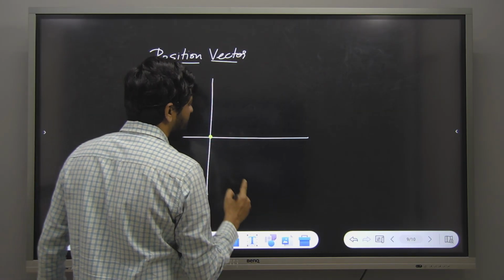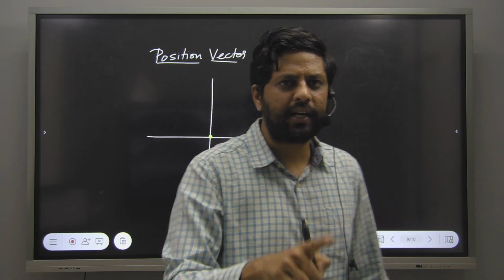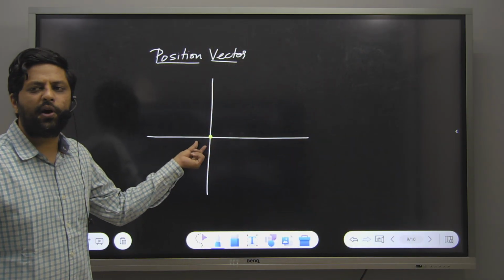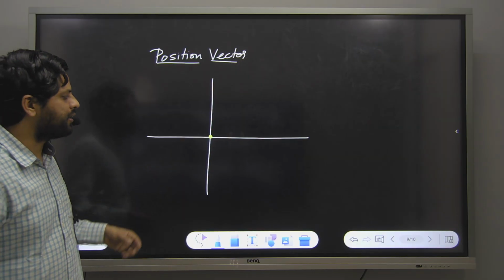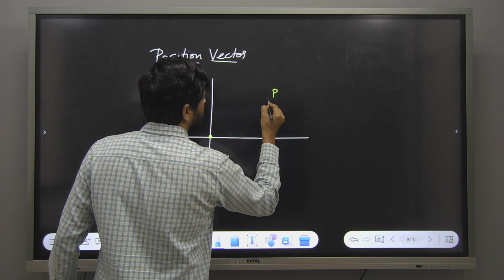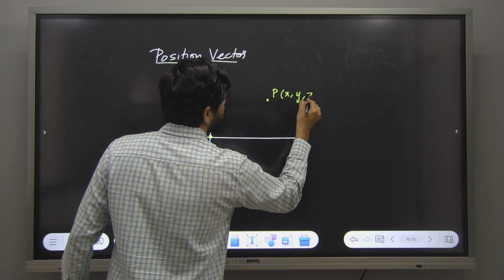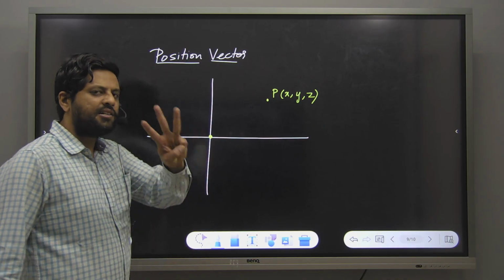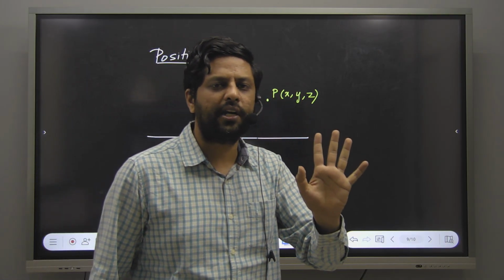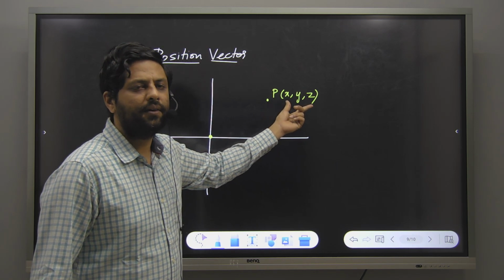Whenever I talk about the position of any object, what do I need? I need a common reference point. With respect to this particular point, I will tell the coordinates of the point P, say x comma y comma z. We are considering three coordinates. We are not considering two coordinates. We are considering three-dimensional geometry.